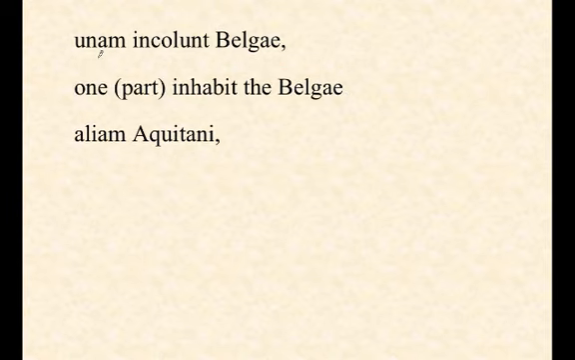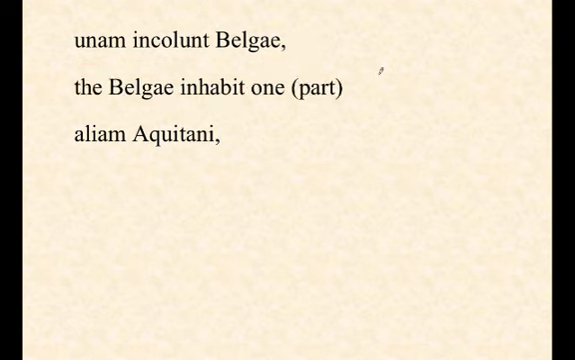Now what's going to happen here is he's telling us that the Belgae, that's a people, what they do is incolunt. They dwell or they inhabit. And what they inhabit is unam, understood, unam partem, one part. Okay, so Gaul is all divided into three parts, of which the Belgae inhabit one part.